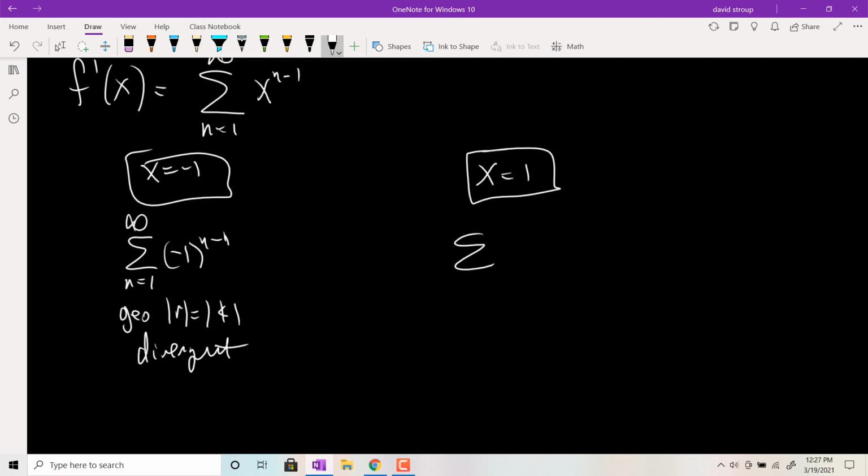And likewise for this guy, the r value is just 1, with n equals 1 to infinity. So geometric, absolute value of r equals 1, which is not less than 1, so it's divergent. Okay, I'm a little hesitant to call these geometric because they don't necessarily have the same form that we gave you in the book, right?